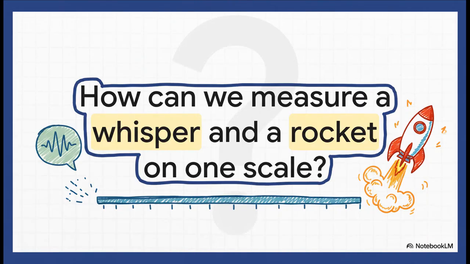All right, let's start with a little thought experiment. Picture this, a whisper. Now, picture a rocket launch. How in the world do you measure those two things on the same scale? I mean, one is incredibly quiet, and the other is just unimaginably loud. They're on totally different planets, right? So how do you even begin to compare them?